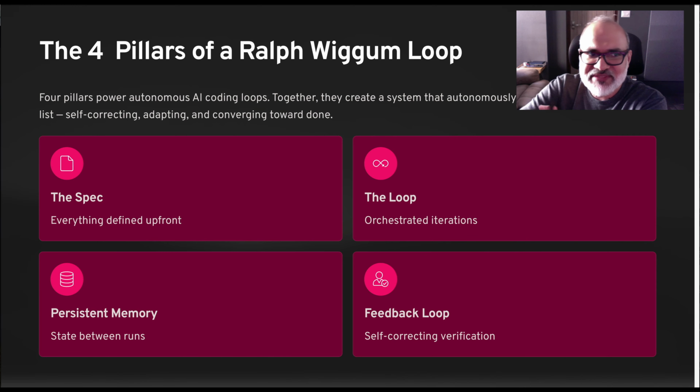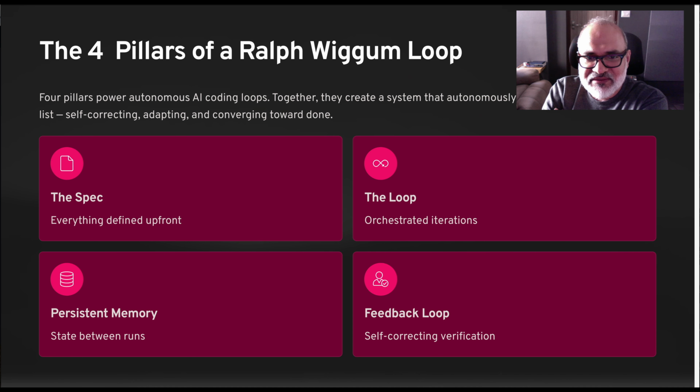Now, there are a few things that you need to know about the Ralph Wiggum Loop. I'd say there are 4 pillars that you really need to be aware of. Number one is you have the spec and an implementation plan upfront. You put a lot of time and a lot of thought into it. That way you have a solid spec that you can depend on, and then the agent can essentially take it up and implement. The second pillar is the loop.